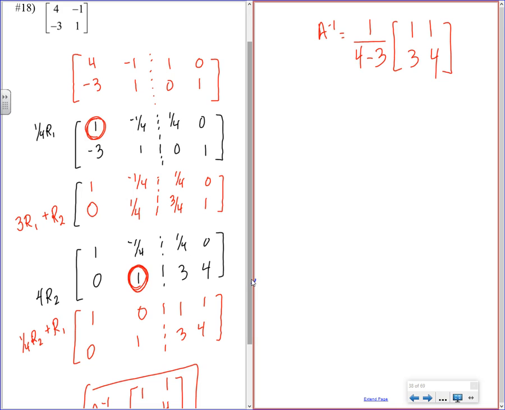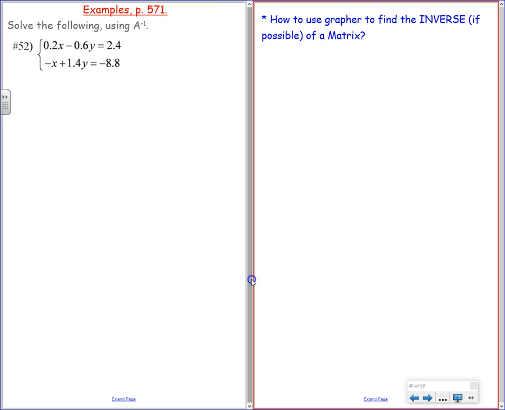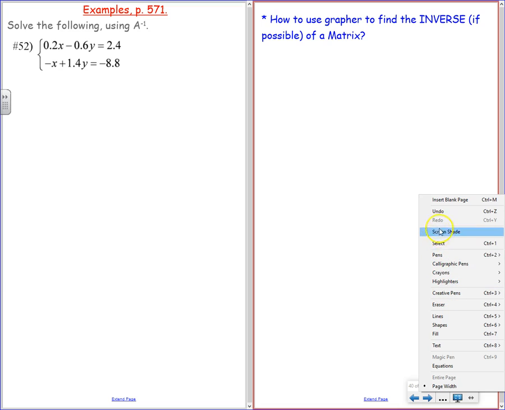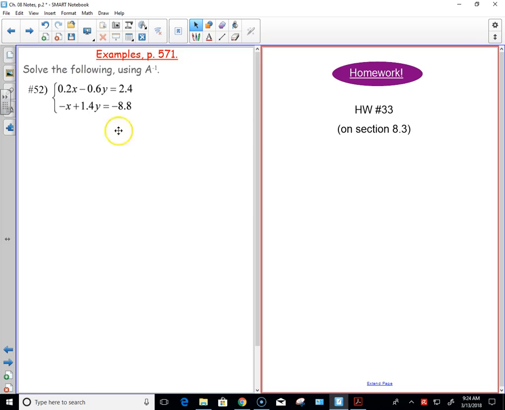Okay, with that, we already talked about how to use the graphers. Let's talk about how to do this one last problem. Okay. How could you, using your graphing calculator, solve this with an inverse? It's not even a matrix yet, is it? You can kind of augment it. That's one way.